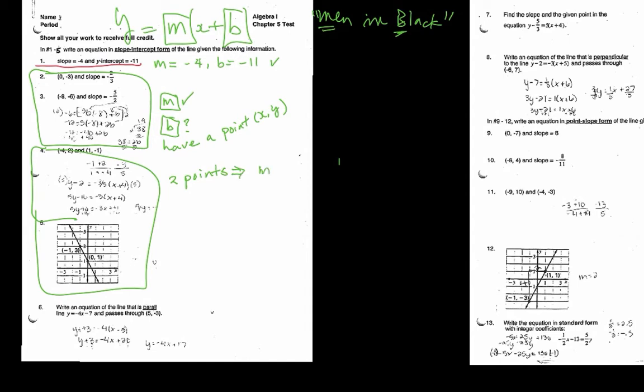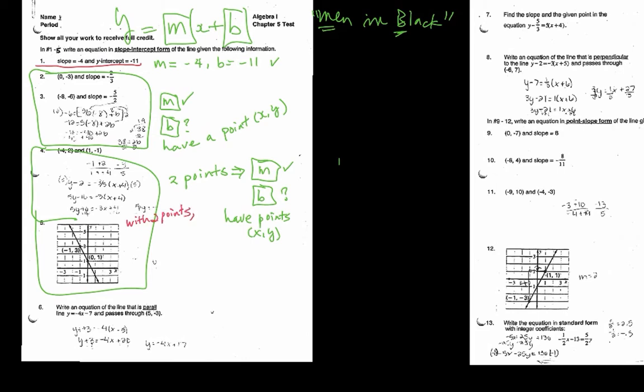Problems 4 and 5 have 2 points. Well, with 2 points, we can find m using the definition of a slope. We don't have a b, but we have 2 points. So, ergo, you have at least the 1 point. Thus, 4 and 5 get reduced.